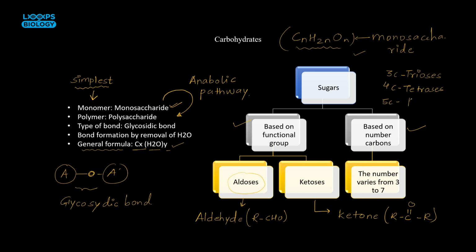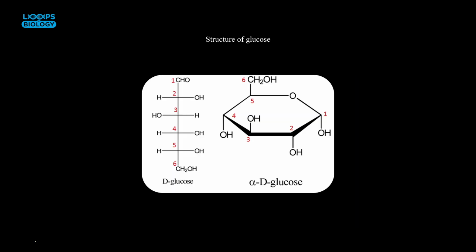5 carbon is pentoses. 6 carbon is hexoses. And finally, 7 carbon is nothing but heptoses. So these are 5 different categories when we are talking about division of monosaccharide based on the number of carbon.